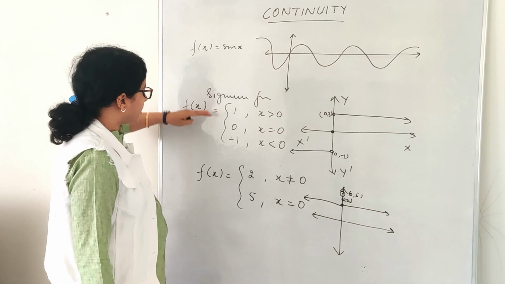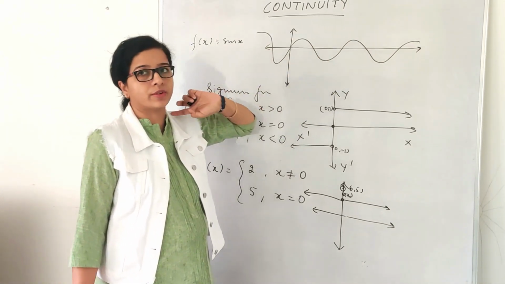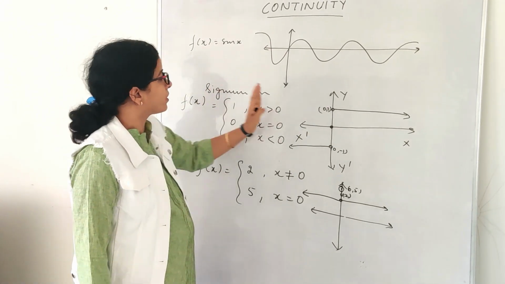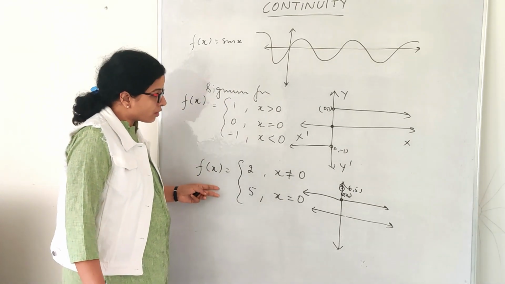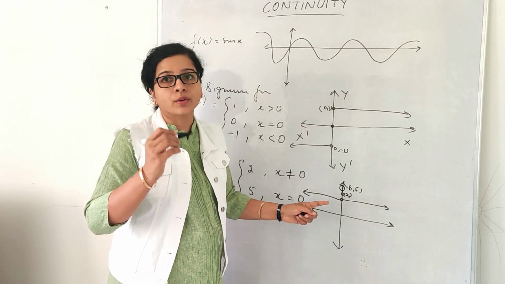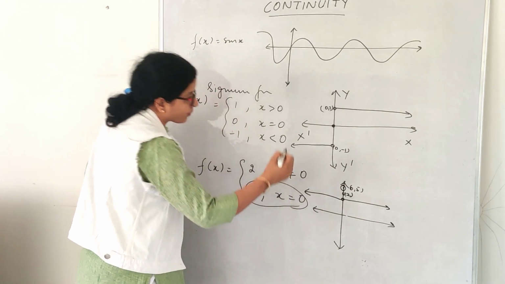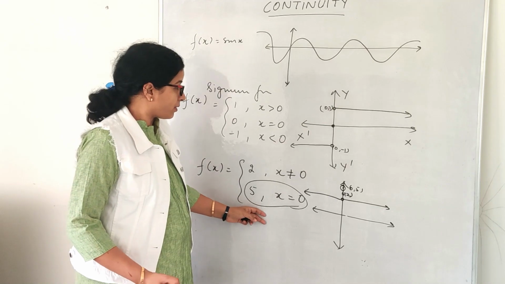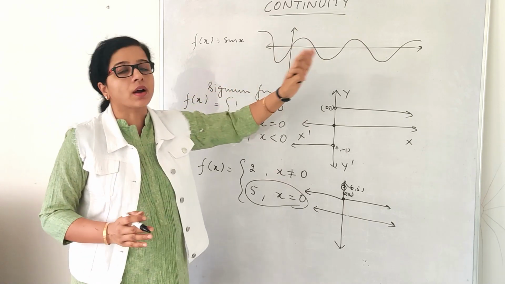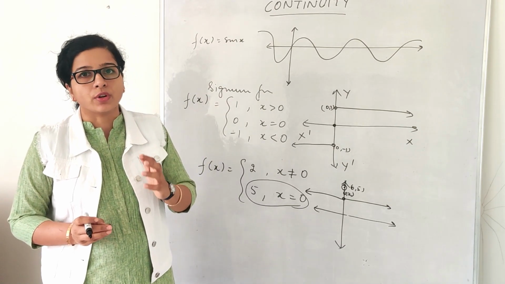If we check all three graphs, what we check in this is: without lifting my pen, I can draw the graph. When I am talking about the signum function, I have to lift my pen to draw the graph. In this case also, at x equal to 0, I have to make an empty circle to show that the graph has a different value at x equal to 0. The case in which I can draw my graph in one stroke itself, that function will be a continuous function.